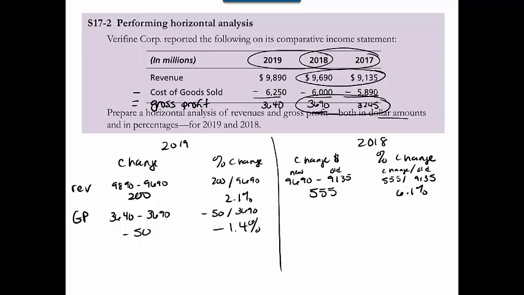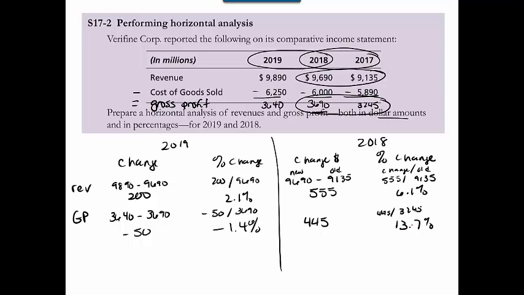And I can do the same thing with gross profit. So 3690 minus 3245, I get a change of 445. And if I take 445 divided by my starting point of 3245, I get 13.7%. Now, that's all they ask you to do in here. But there's some important stuff for us to look at.